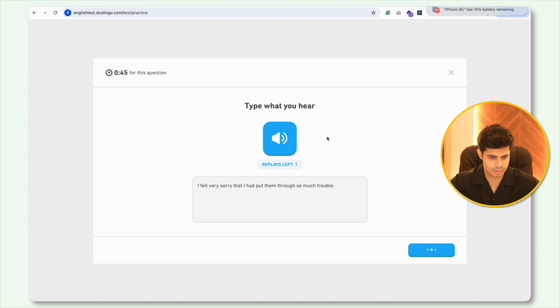Continue. The company prioritized the use of recycled materials during the manufacturing process. Prioritize the use of. Let me just. The company prioritized the use of recycled materials during the manufacturing process. This should be it. The company prioritized the use of recycled materials during the manufacturing process. And the spellings look right as well. Let's move forward.